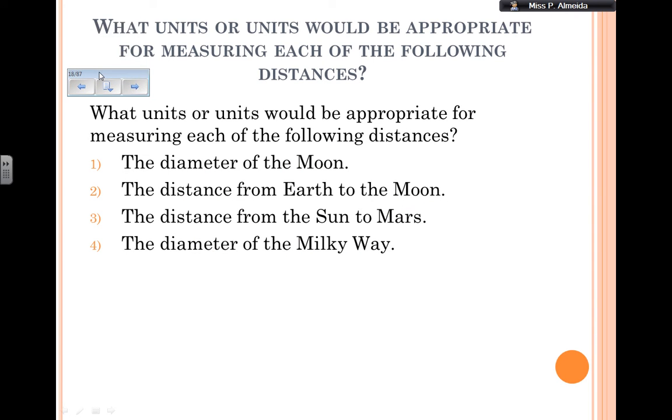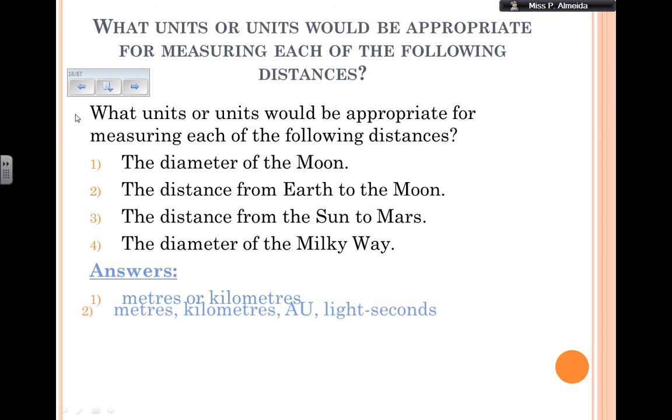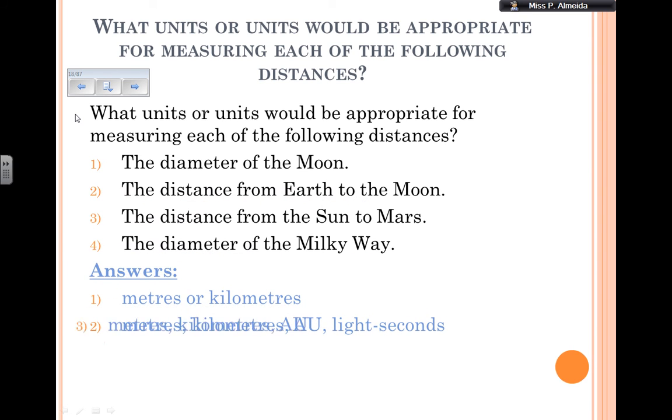I had this exercise here really quickly. I'll just show you the answers, because if you want to try, pause the video now and then check if the answers match. I was asking which type of units you would use for the following measurements. For the diameter of the moon, we could talk about meters or kilometers. For the distance from the Earth to the moon, meters, kilometers, astronomical units, or light seconds, as you know it takes 1 second for the light to reach us from the moon.